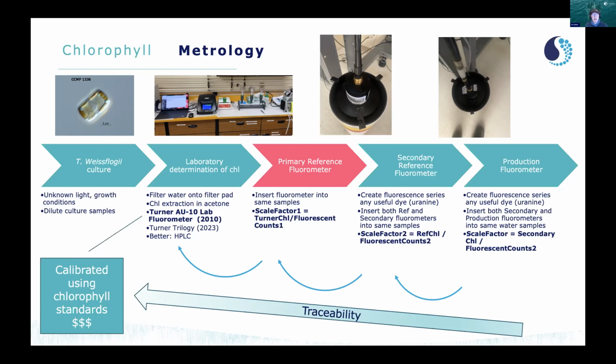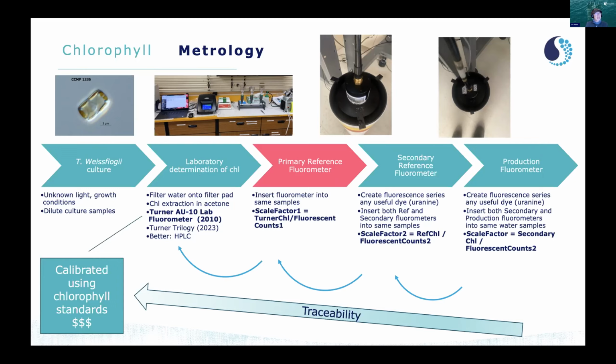We have our secondary reference or production fluorometer. It reads a number of counts, and we go through that same exercise again. We have a known amount of chlorophyll, divide by the counts, and we have a scale factor for the new instrument. The whole point here is we can trace essentially your production scale factor back to a secondary reference fluorometer, which is tied to the primary reference fluorometer, which was tied to the laboratory determination of chlorophyll, which was tied to this original culture experiment.